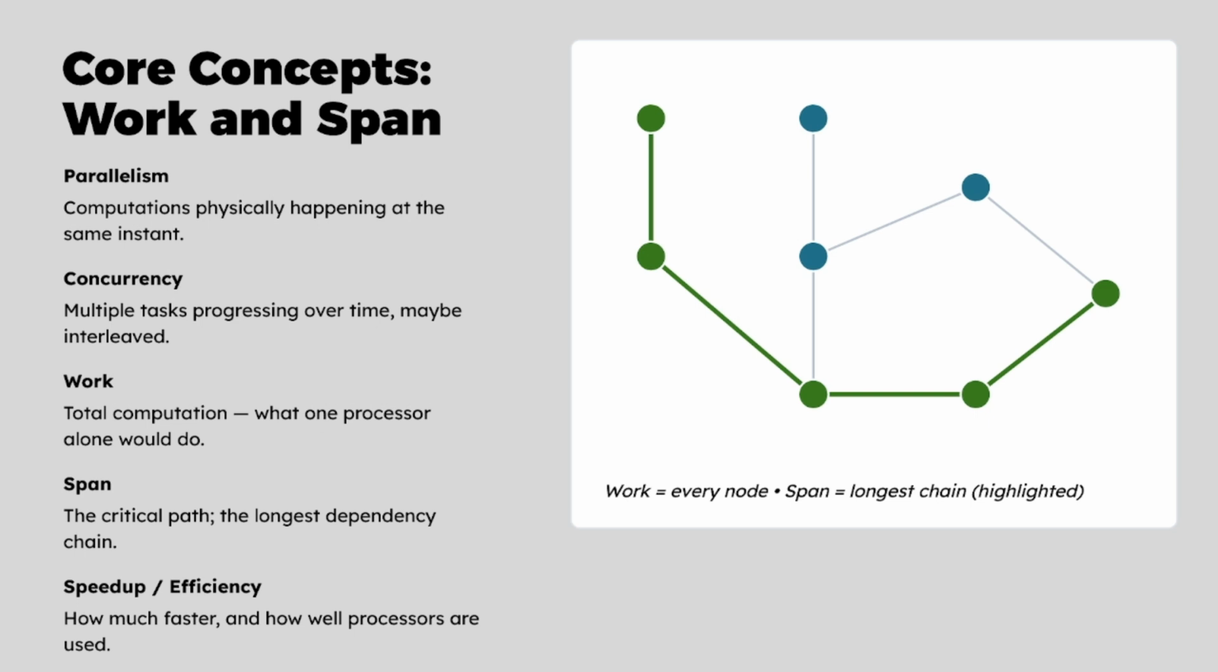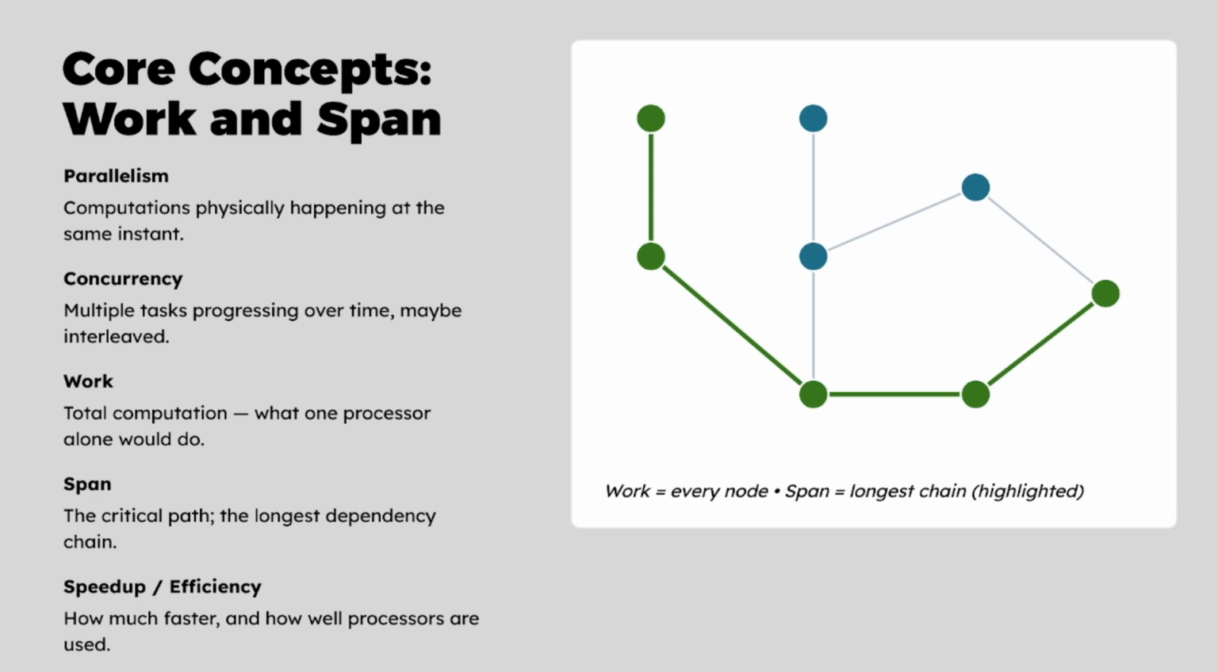Before we get into specific algorithms, I want to define a few terms that show up constantly in this field, because they can be easy to mix up. Parallelism means multiple computations are physically happening at the same instant, on different processors or cores. Concurrency is related, but a distinct idea. It means multiple tasks are in progress and making forward progress over some time window, but they might be interleaved on a single core rather than truly simultaneous. Every parallel program is concurrent, but not every concurrent program is parallel.